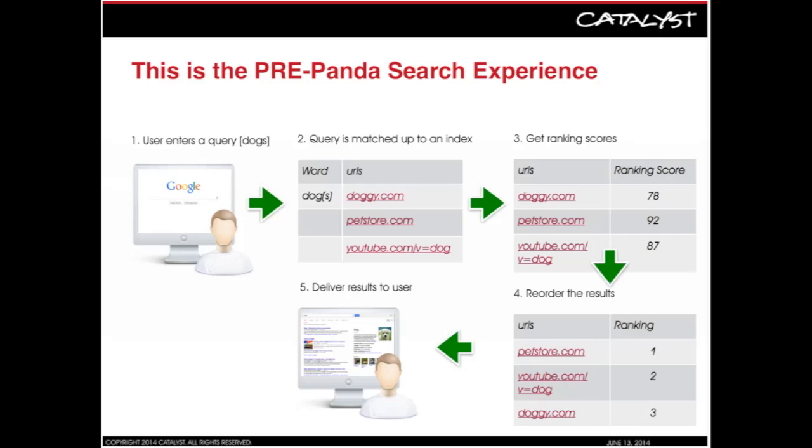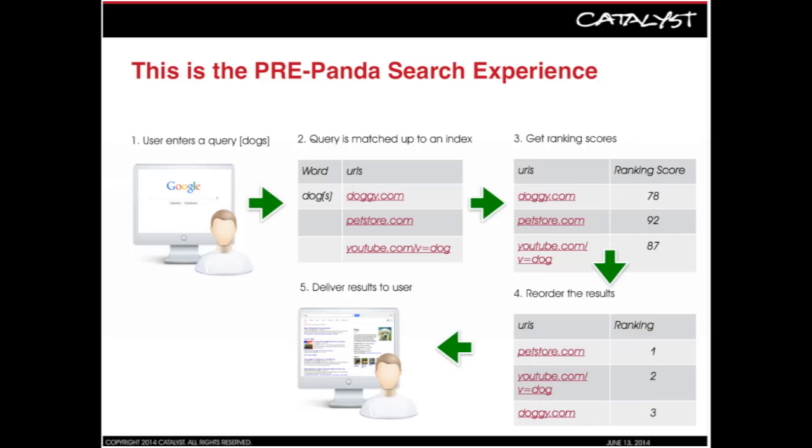You're all familiar with how an index works. If you look at the back of a book and you want to look up what page dogs are mentioned on, it's going to give you a list of pages. That's exactly how a search engine works. So they look up dogs in the index and they get a list of URLs or web pages that the term dogs exists on. Now they need to get a ranking score for all those pages.